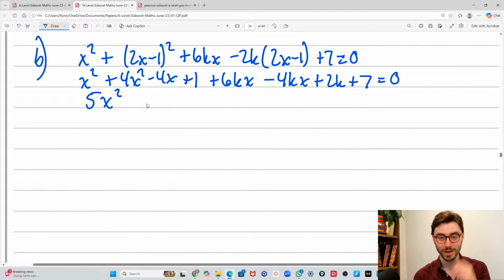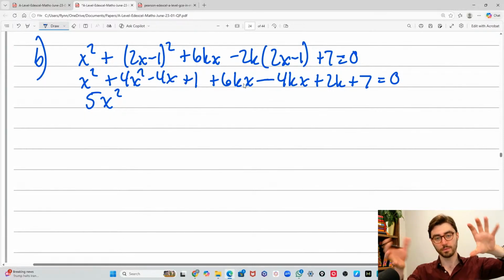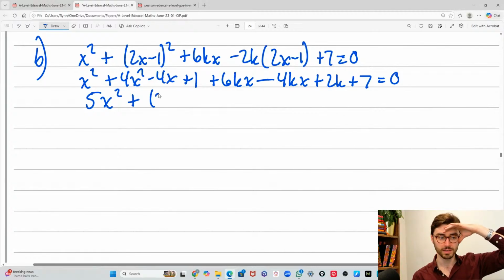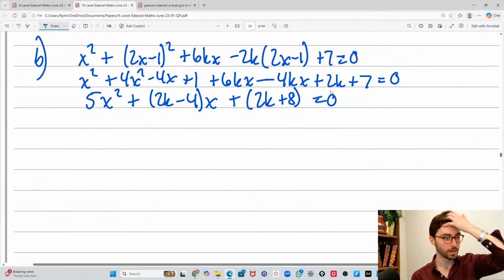So you've got your 5x squared here. The 6kx will combine with the 4kx, so once you subtract that off, that'll be 2kx. So what's happening with the x's? There's 2k. Oh, no, wait, that's right. So 2kx minus 4x. I can take the x out, and then I've got 2k plus 8 equaling 0.